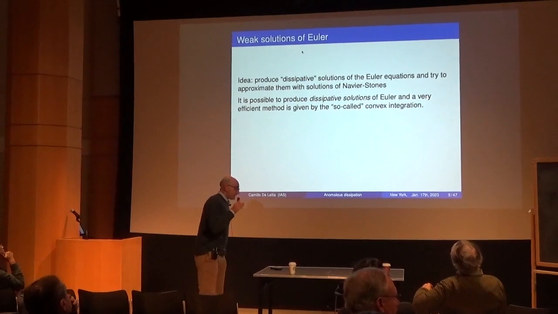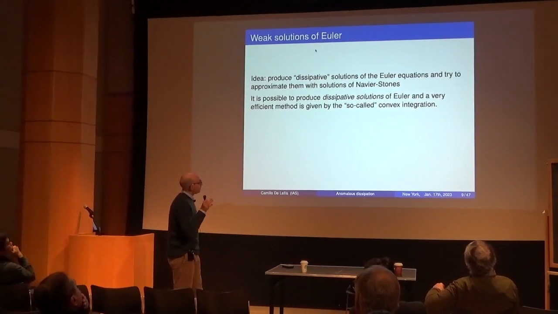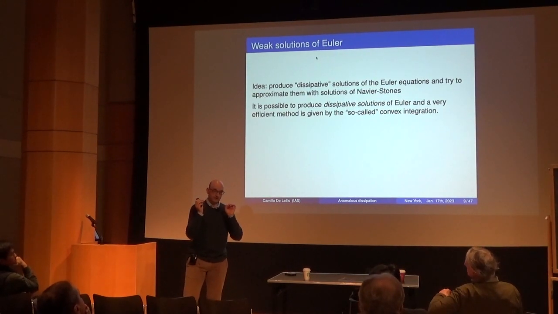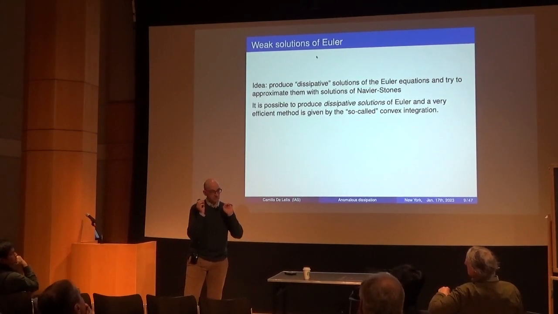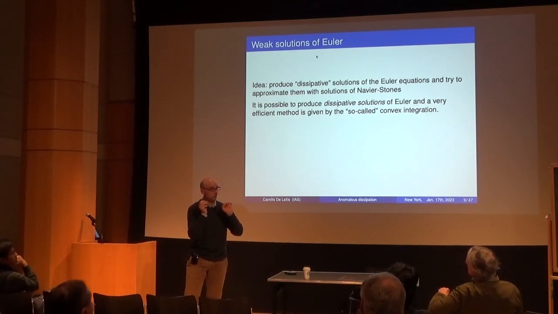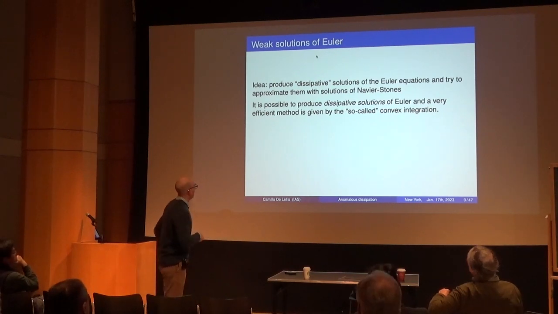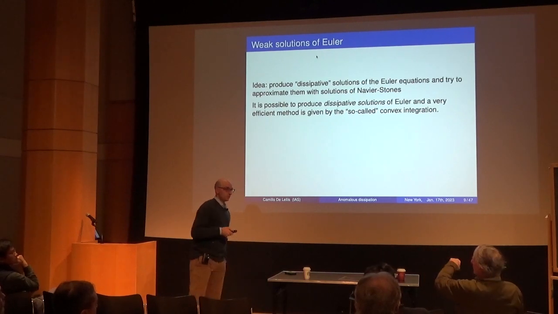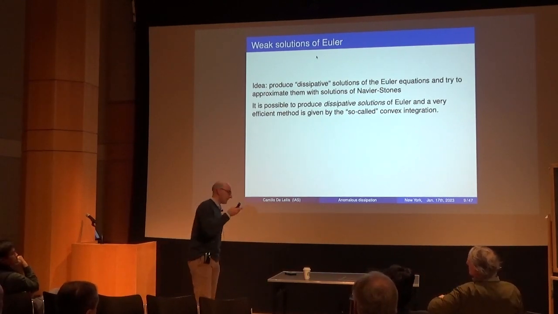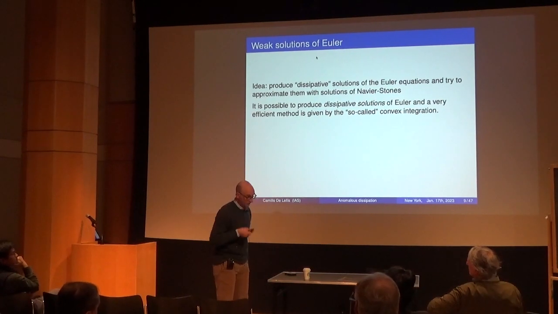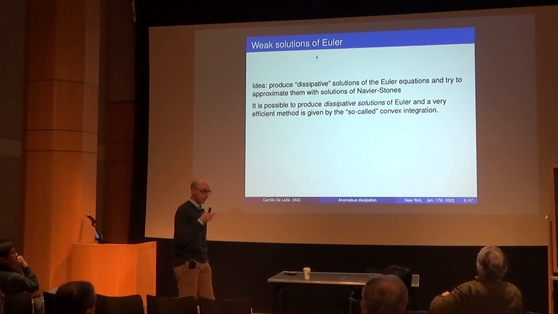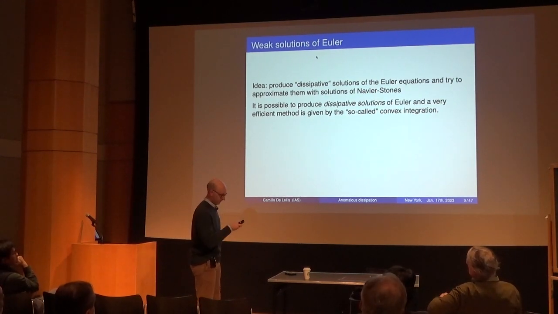Now, as it turned out, in the last, say, 10, 15 years, there's an extremely efficient technology to construct dissipative solutions of the Euler equations, or weak solutions of the Euler equations, which do a lot of crazy things. They're crazy, but they still decrease the energy, and they're maybe not that crazy because we can produce them to be, for instance, Hölder regular. So you're not totally irregular.